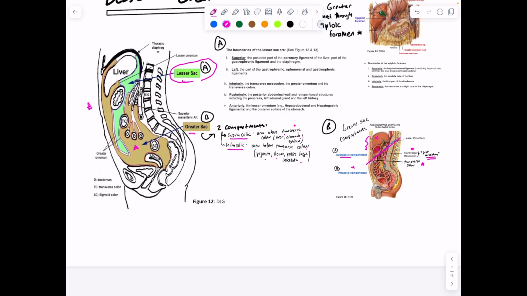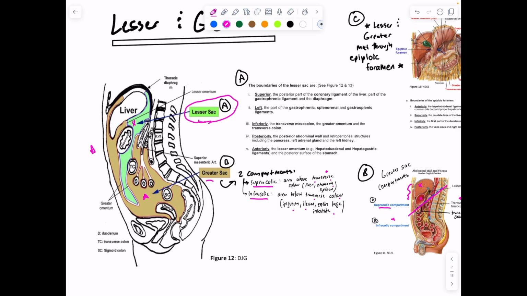Then we have the lesser sac, which we said is right here behind the stomach. The boundaries superiorly are the coronary ligament of the liver, which connects the liver to the diaphragm. Then on the left-hand side of the body you have the gastrophrenic, splenorenal, and gastrosplenic ligaments. Inferiorly, you have the transverse mesocolon, the greater omentum, and the transverse colon. All right, and then posteriorly, the posterior abdominal wall, and then retroperitoneal structures: pancreas, left adrenal gland, and left kidney. And then in the front, the lesser omentum, the hepatoduodenal and hepatogastric ligaments, and then the posterior part of the stomach.